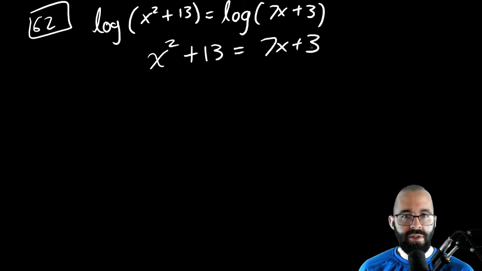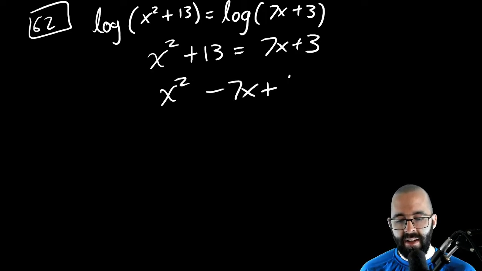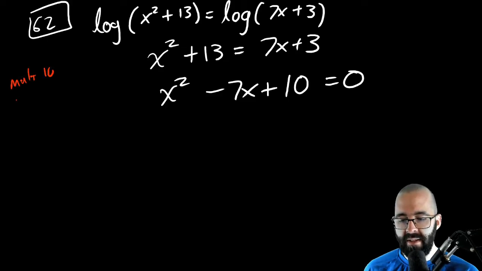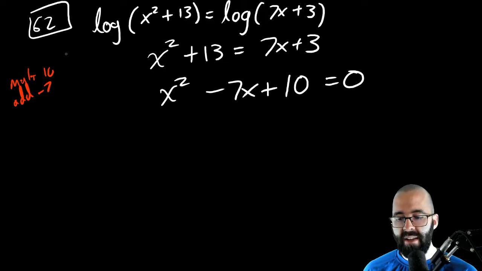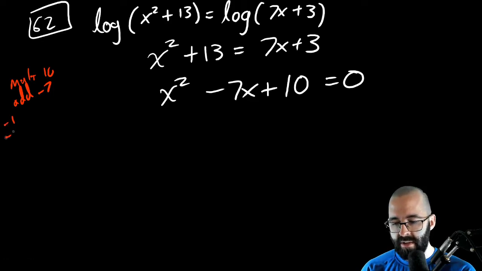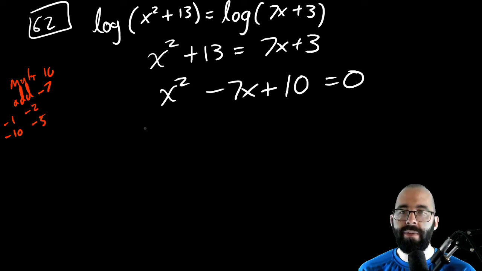This is a quadratic equation, so get everything on the same side. Get it in that quadratic form that we like to work with. It's going to give you x squared minus 7x plus 10 when you subtract everything over. Now try to factor if possible. Two numbers that multiply to 10, then add to negative 7. Again, if they're multiplying to a positive number and they add to a negative, they have to both be negative. So negative 1, negative 10, that doesn't work. Negative 2, negative 5. Ah, there we go.